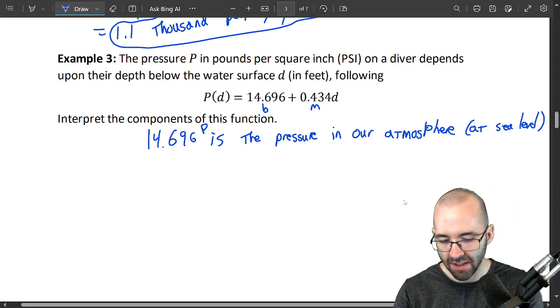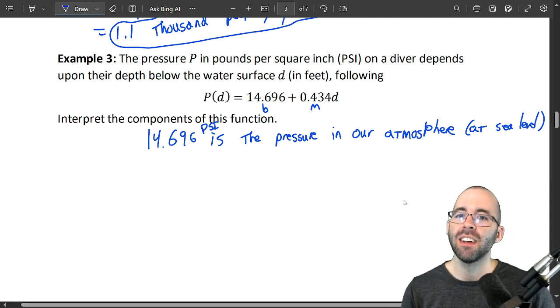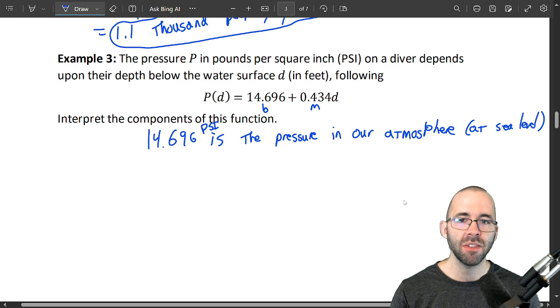And then PSI. I didn't include units. That was important. You will be graded on your use of units. So that PSI is the pressure in our atmosphere. That's where we start.